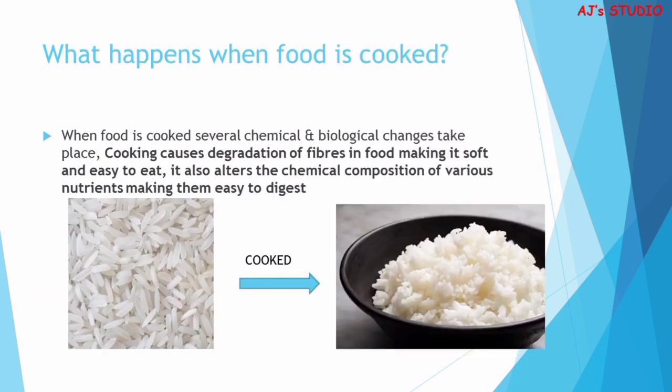Now let's move to the next question, that is, what happens when food is cooked? Dear children, when food is cooked, the physical texture of the food changes. Not only the physical texture, even the chemical composition of the food changes. That is, the fibers and the various nutrients present in the food get broken into simpler substances, which helps us to digest the food easier.